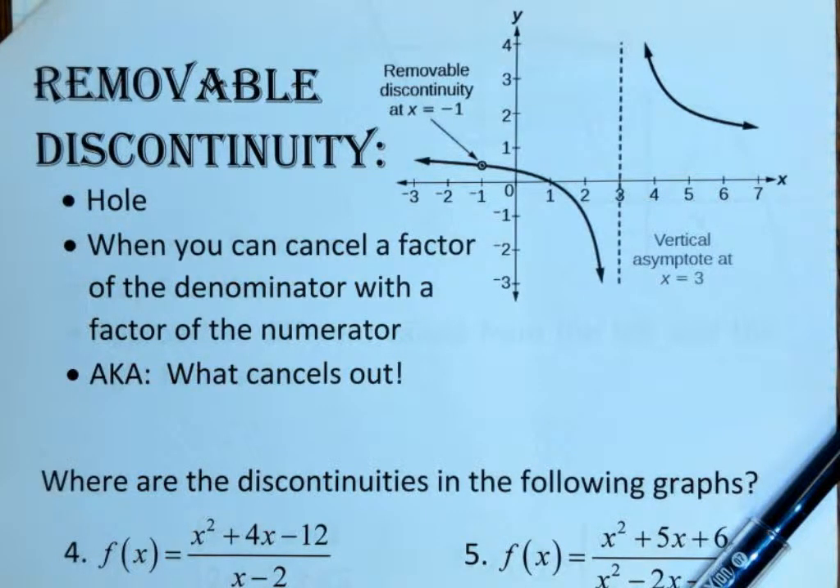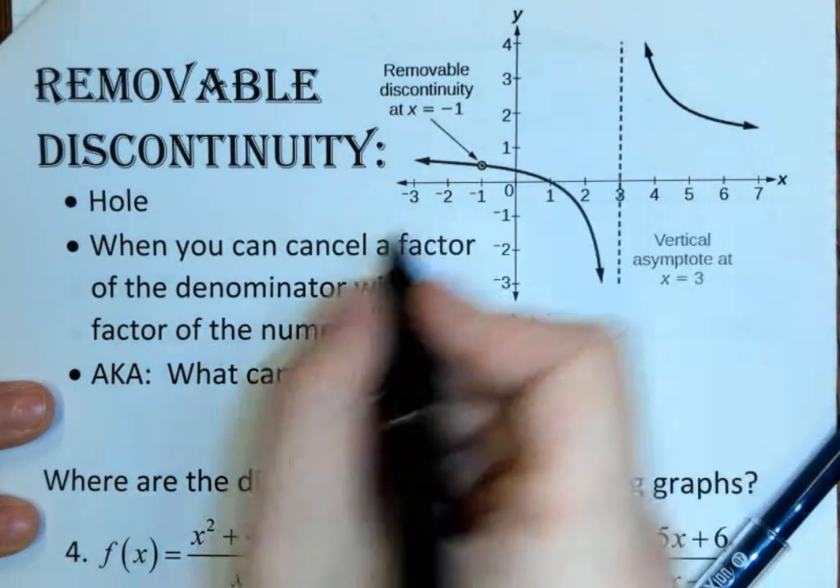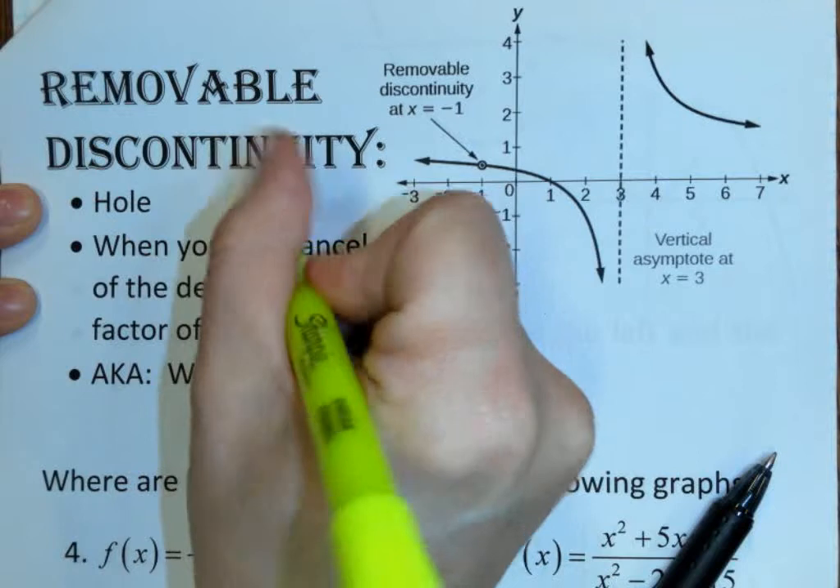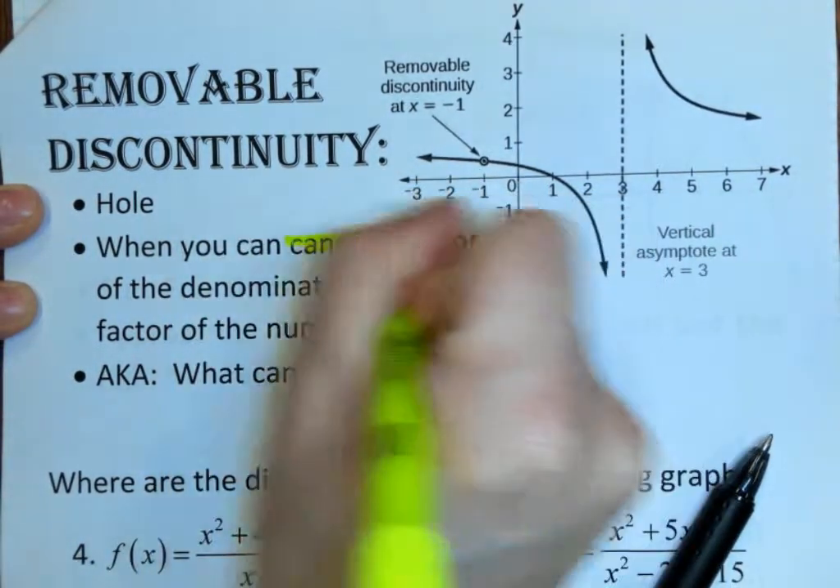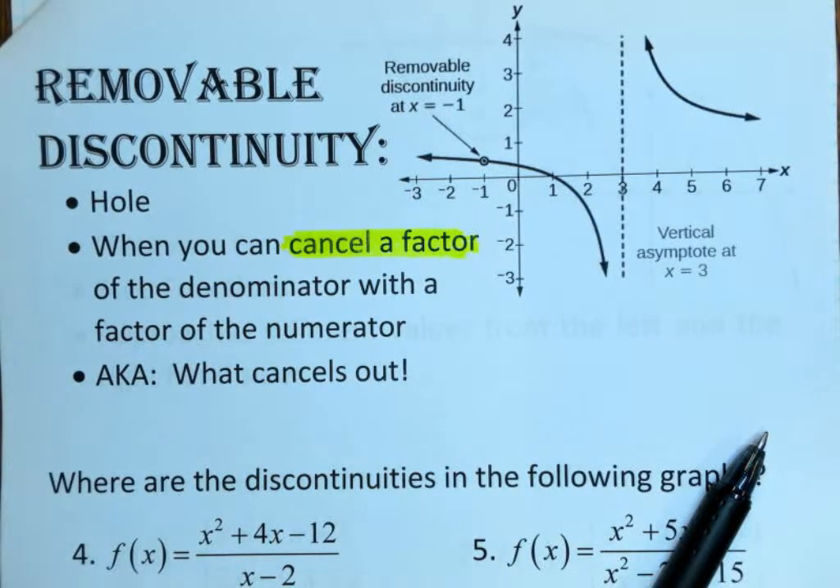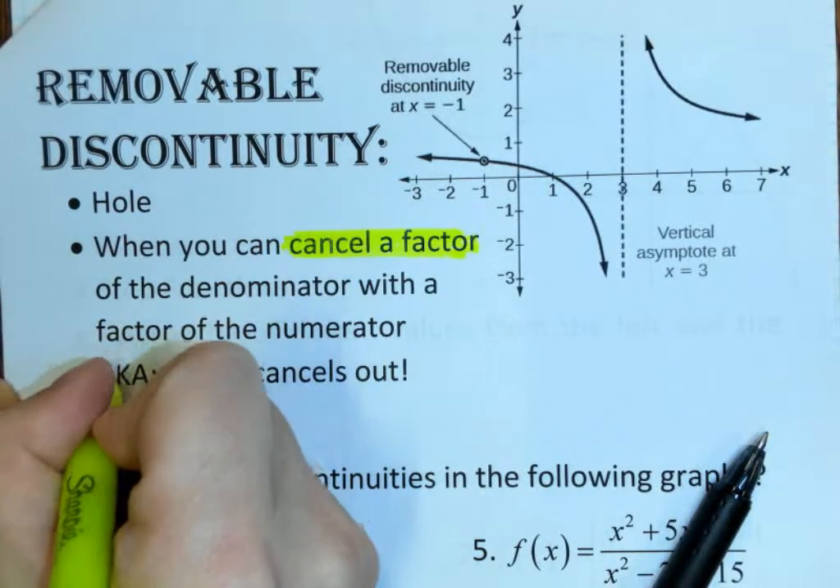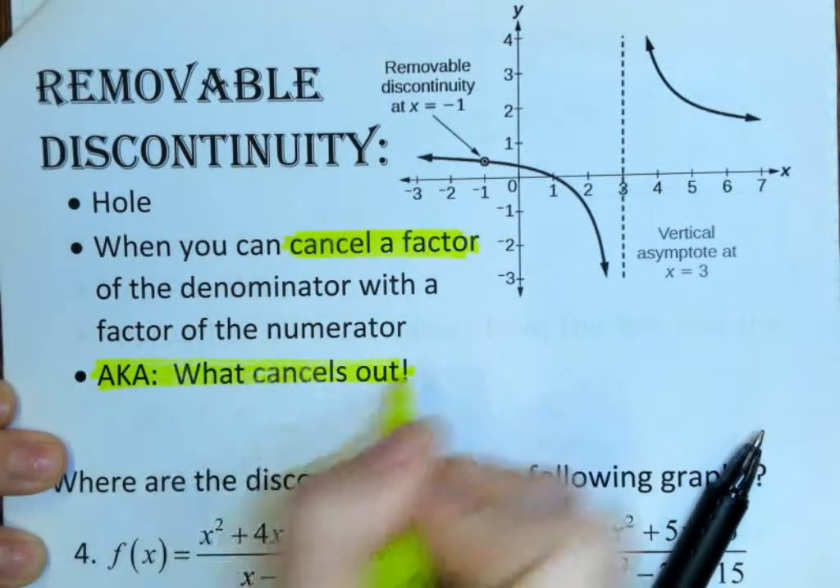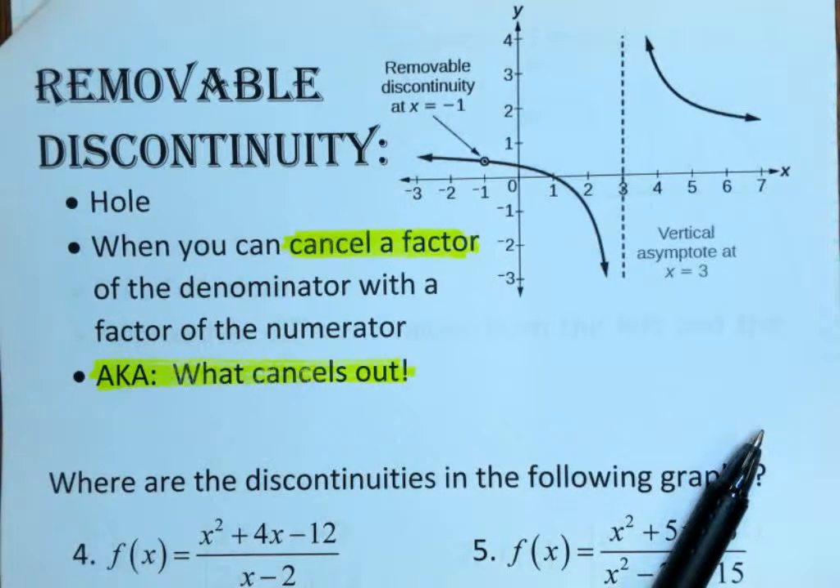I patched that hole. So if something cancels out, when you can cancel a factor, it is going to be a removable discontinuity. It's a hole. I'm sorry, if it cancels, it's a hole. So what cancels out is going to be your removable discontinuity. Whatever's left is going to be an asymptote.